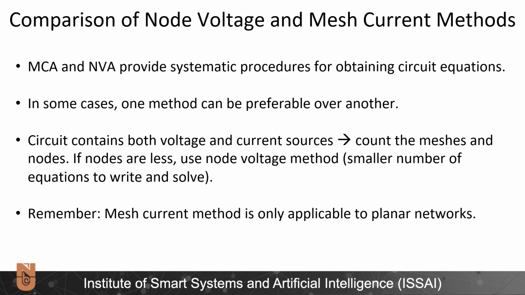So far, we have learned two methods for systematic analysis of circuits, node voltage and mesh current methods. In some cases, one method can be preferable over another. In general, as a rule of thumb, if the circuit has both voltage and current sources, we should count the meshes and nodes. If nodes are less, we should use the node voltage method. If meshes are less, we should use the mesh current method. However, we should not forget that the mesh current method is only applicable to planar networks.